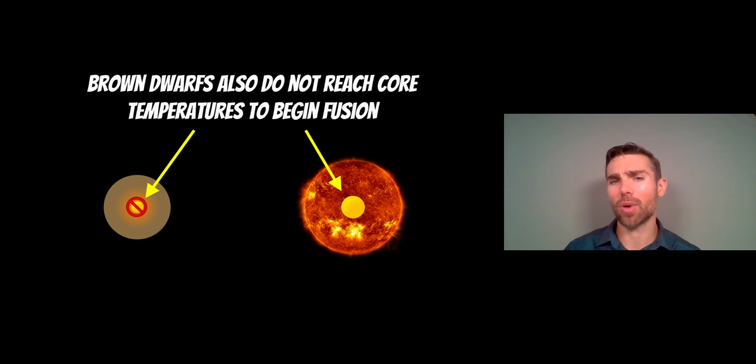Now, the same is true for brown dwarfs, actually. So brown dwarfs are kind of in between planets and stars. They're not quite the right core temperature to begin fusion. So again, they're not quite a star, but they're kind of a little bit bigger than a planet. So they're kind of in the boundary area, really.